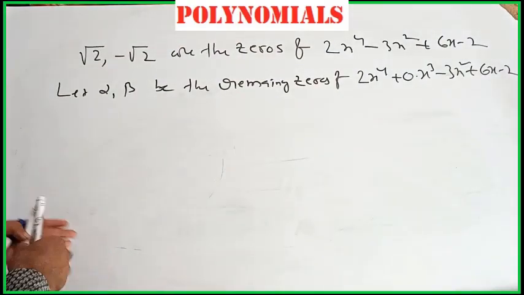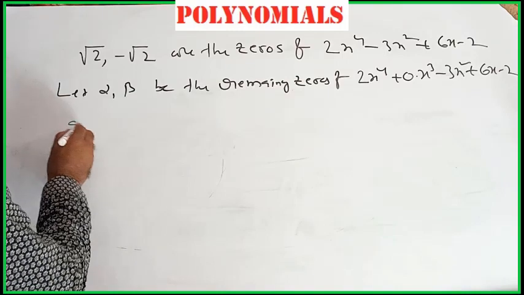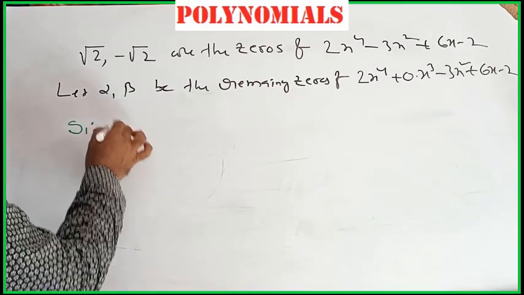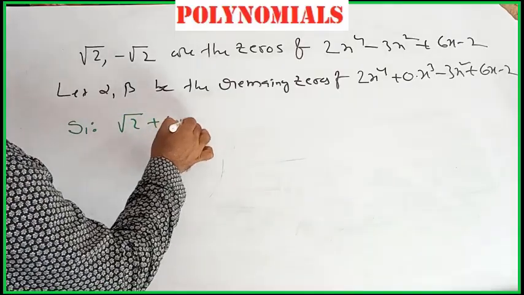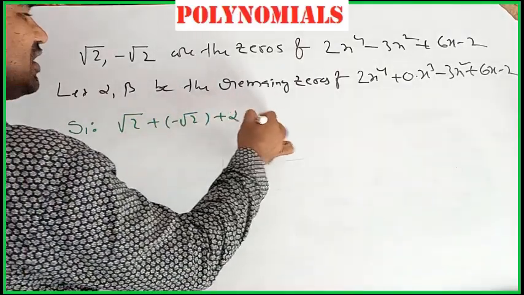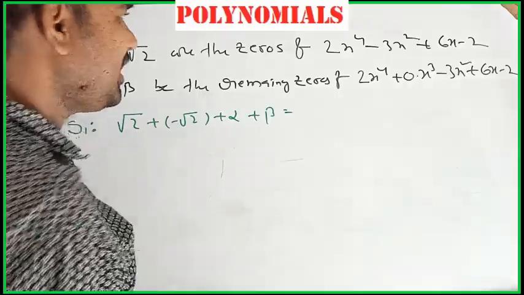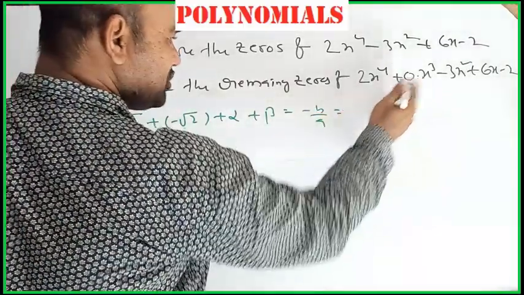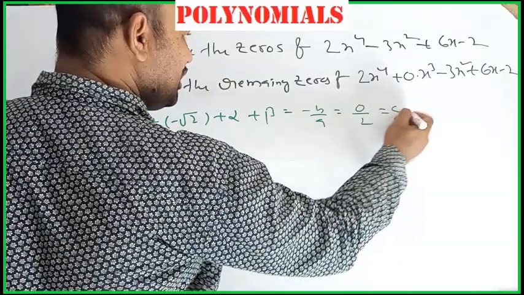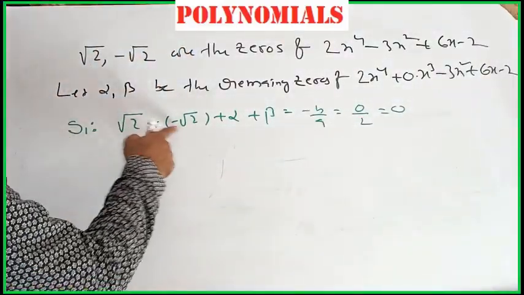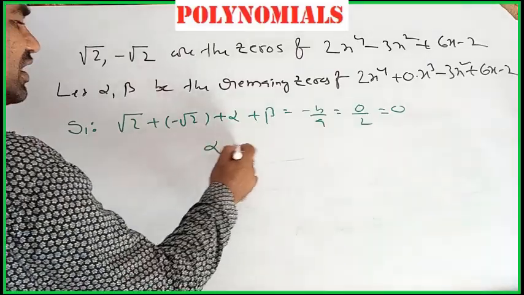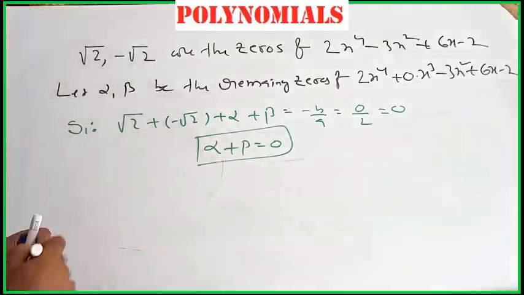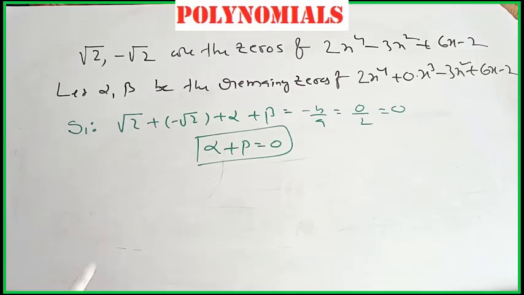Okay. Now S1 means the sum of the zeros taken one at a time. Root 2 plus minus root 2 plus alpha plus beta equals minus b by a. Minus b by a means 0 by 2, totally 0. Root 2 and minus root 2 get cancelled. So finally alpha plus beta equals 0. This is one of the relations between alpha and beta. We need to establish another relation.